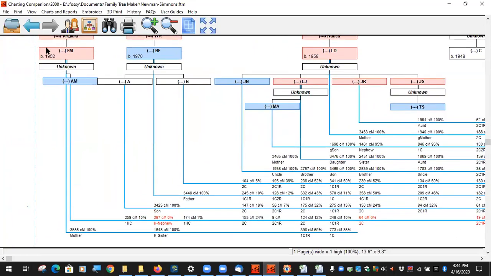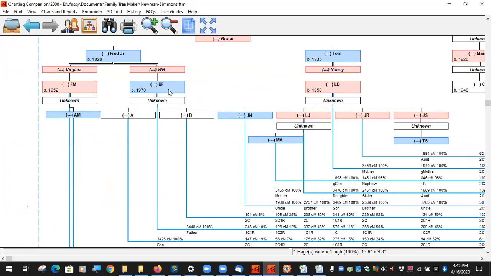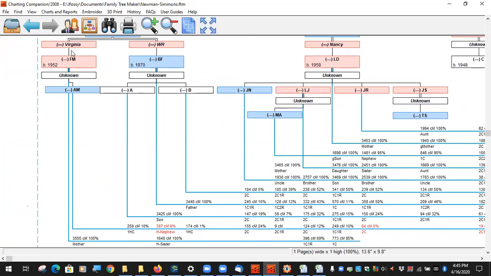But if we look at this other match data, okay, Virginian WR, well, those are two wives. PM and BF, they should be half siblings according to this. Well, if we follow this down, FM and BF, they share 1648 centimorgans. Well, 100%, yep, they're definitely half siblings. FM and AM, yep, AM is definitely a child of FM. And A is definitely the son of BF, and BF is definitely the son of B.